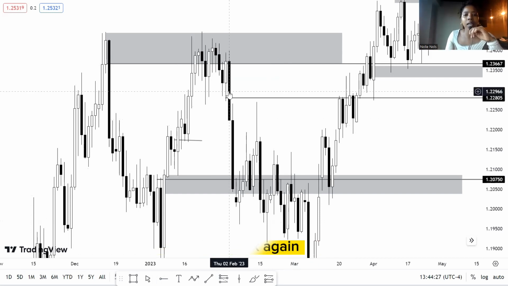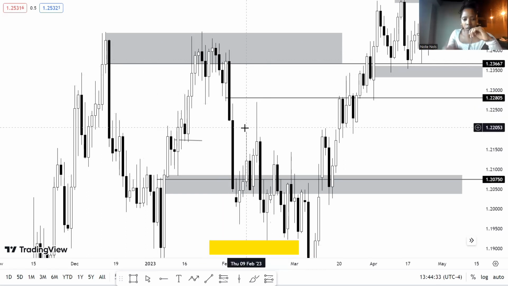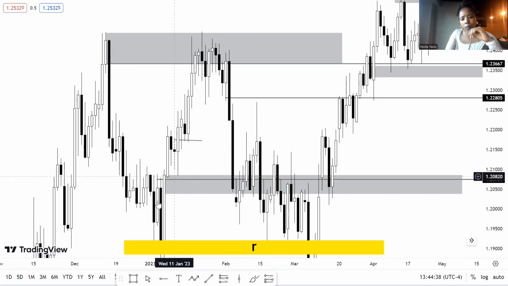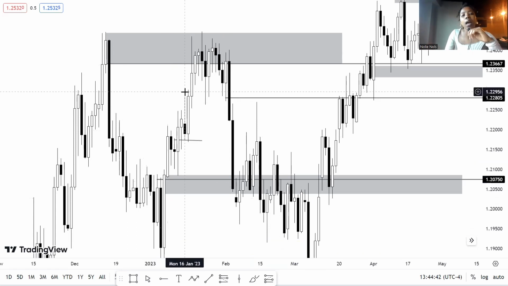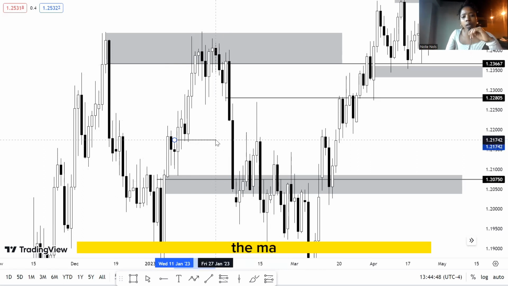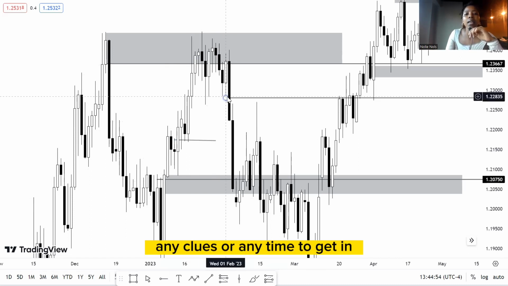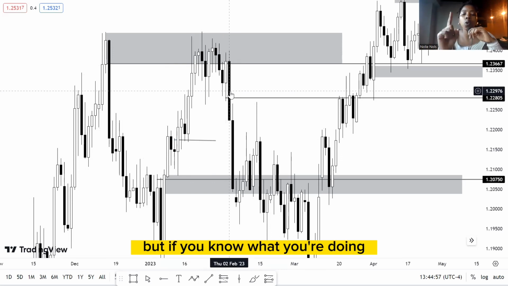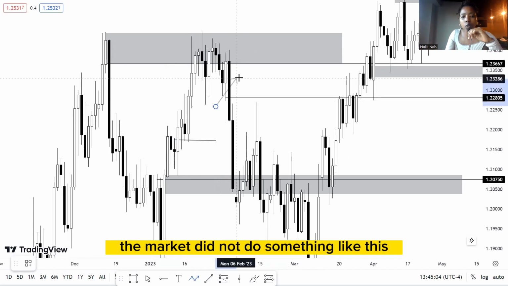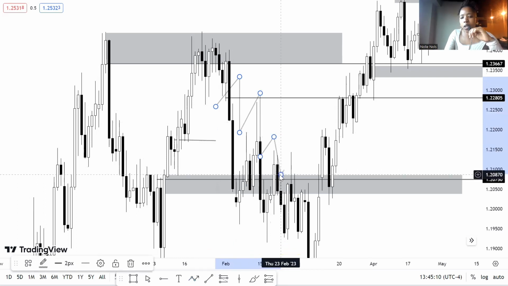Okay, so back again. Now on the downside, we need a lower low, lower high, lower low, lower high, lower low, lower high, just like that. Now, when we have pushed here aggressively, okay, remember the order block is still open, which is our support, and we have that nice imbalance over there as well. In this instance, the market was so excited that it did not leave us any clues or any time to get in. But if you know what you're doing, the aggressive push to the downside, this is what I mean. The market did not do something like this: lower low, high, lower low, high, lower low, right? So therefore, you won't have any.